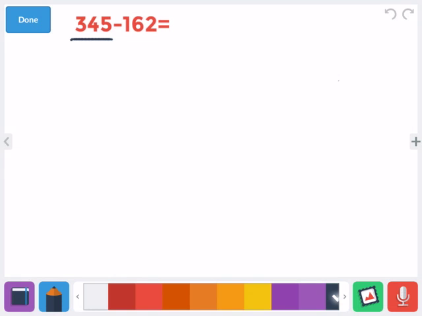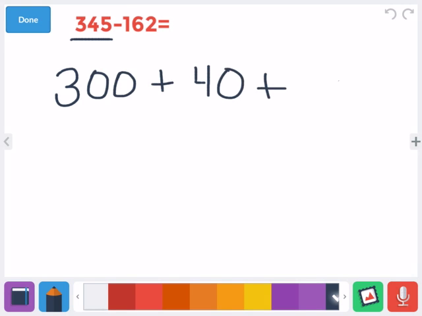We're starting with 345, so we're going to expand that number first. 300 plus 40 plus 5. That's the number 345. But when we look at this equation, we see that we are subtracting. So off to the side, we're going to put a big, giant subtraction sign. Now we're going to subtract 162. So we can expand the number 162 under 300 plus 40 plus 5.